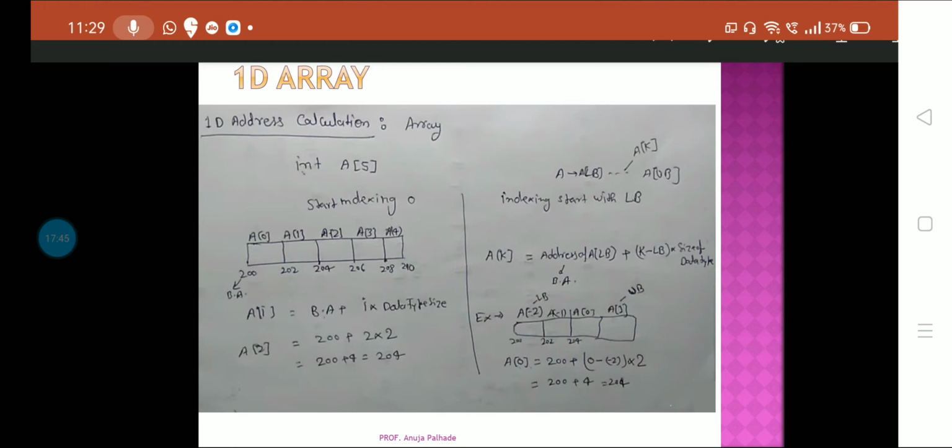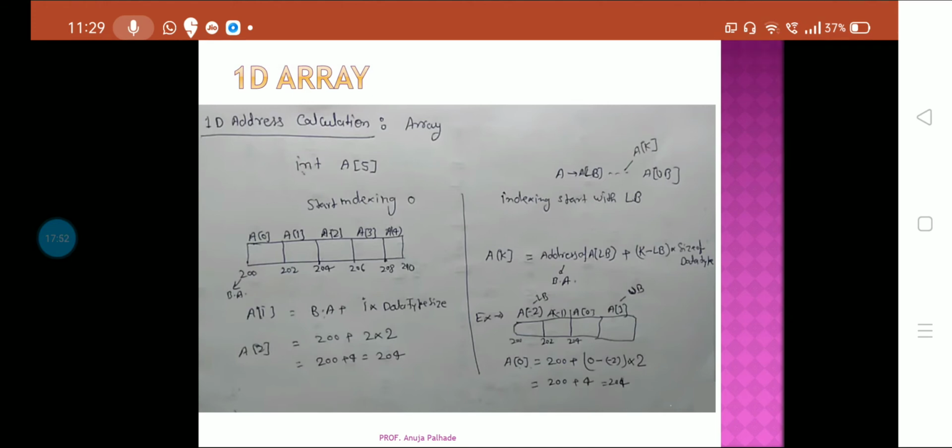So have you understood now why the data type size is 2? Because in A of 0, a 2-byte element is going to be stored. In A of 1, a 2-byte element is going to be stored. In A of 2, a 2-byte element is going to be stored. That's why the data type size here is 2. Now we are finding the address of A of 2. So the base address of your given array is 200 here.